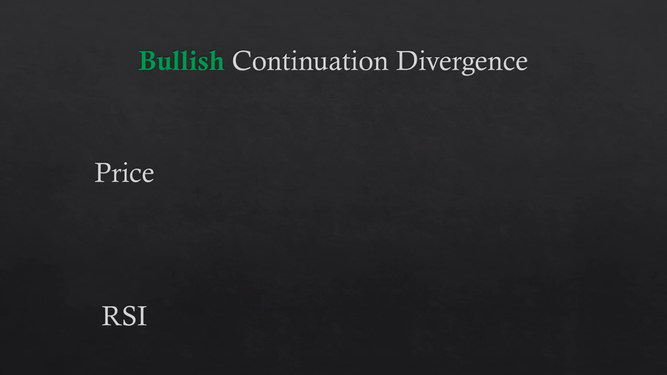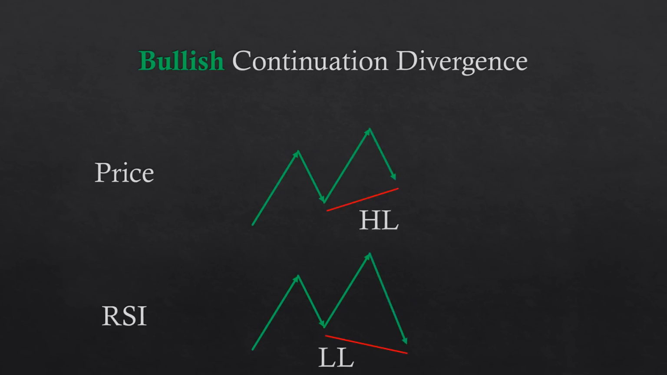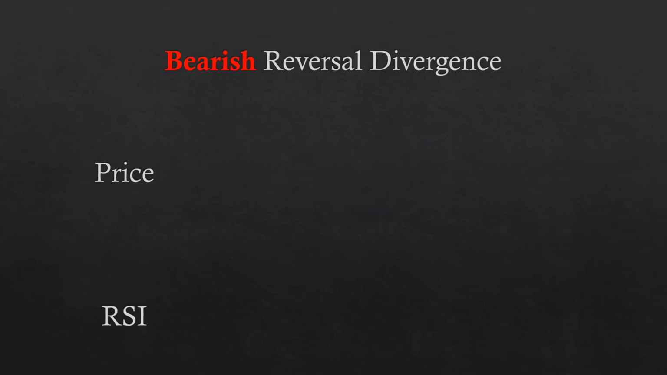The bullish continuation divergence happens when price is forming higher lows, but the momentum indicator is forming lower lows. That usually means that price is gaining strength and might continue to the upside. When looking for bullish continuation divergence, you just look at the lows and ignore the highs. Let's now look at the bearish version of reversal and continuation divergences.